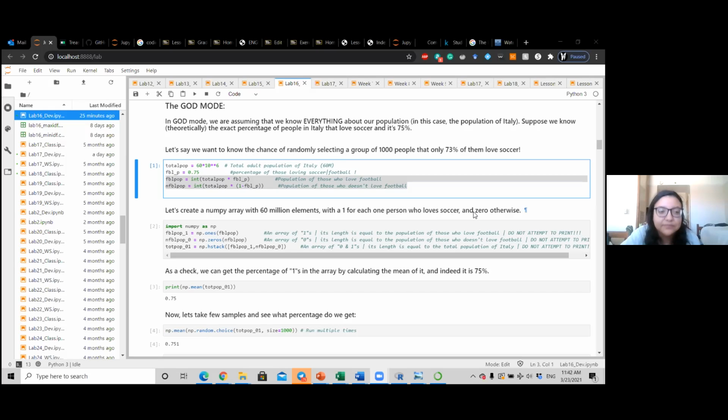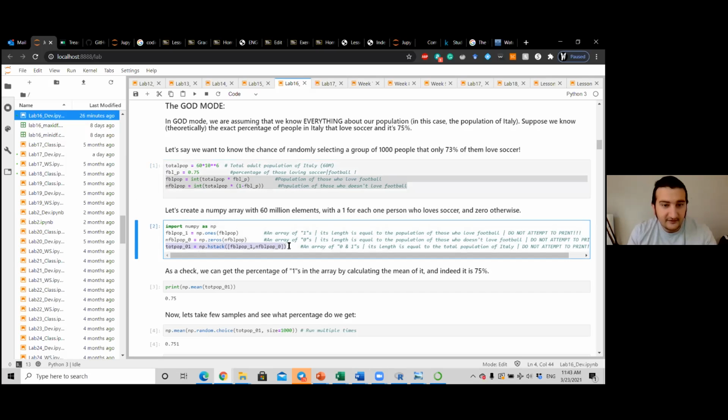25%. The rest of it will be zeros, indicating people who do not love soccer. So one may wonder, maybe this is how we got created in the first place. So we are creating this array with ones and zeros, and then we are putting them together. So this is the population of Italy. 60 million numbers, 75% of it ones, 25% of it zeros.